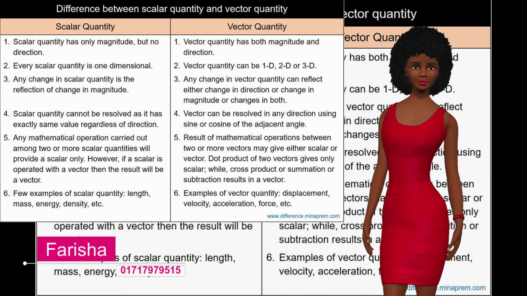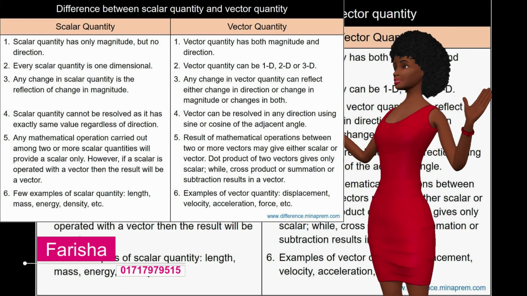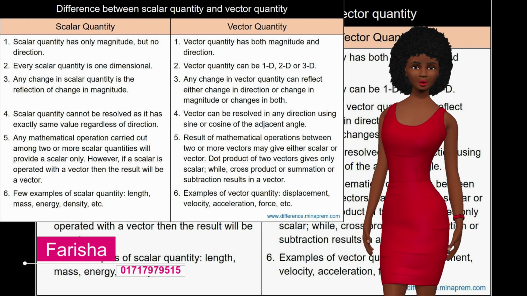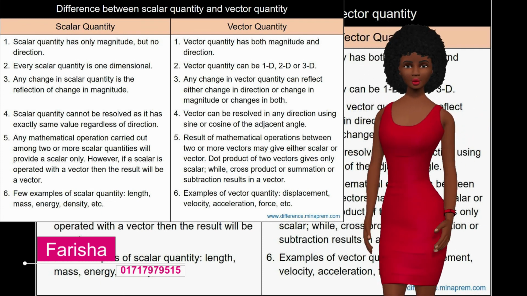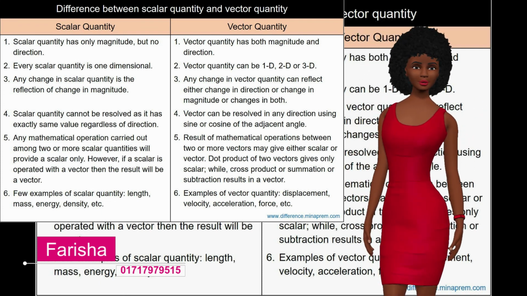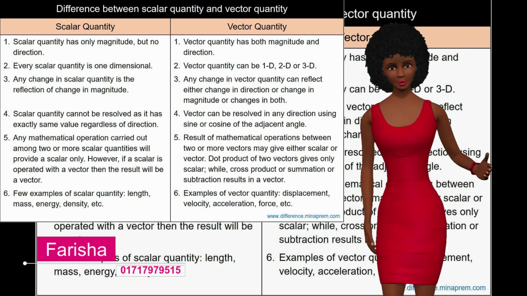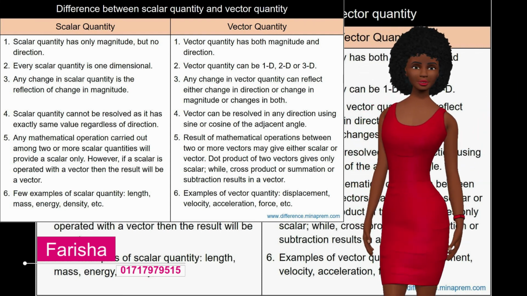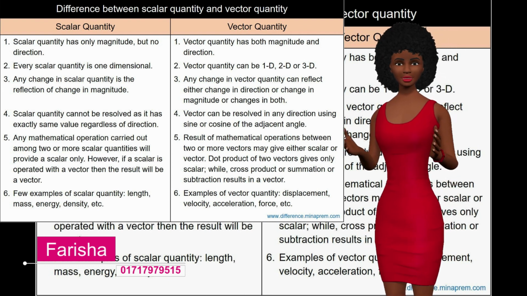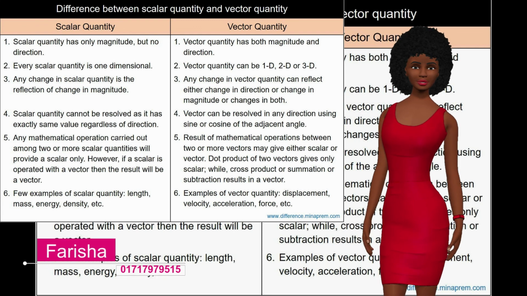Few examples of scalar quantity: length, mass, energy, density, temperature. Few examples of vector quantity: displacement, velocity, acceleration, weight, force. 1. Any physical quantity which has only magnitude is called a scalar quantity, viz. length, speed, mass, etc. 2. A scalar quantity changes only when its magnitude is changed. 3. Addition, subtraction, multiplication, etc. of scalars are subject to ordinary arithmetic rules.